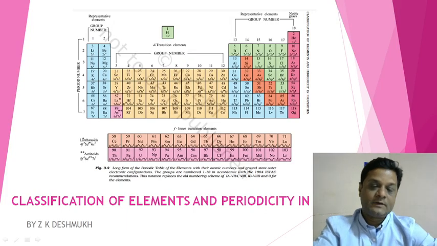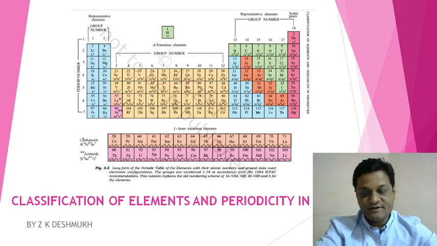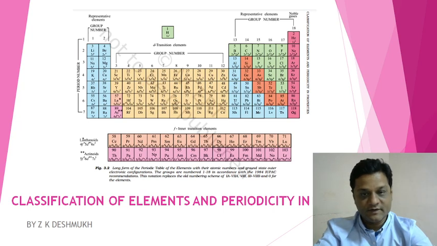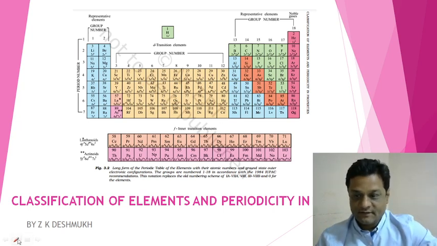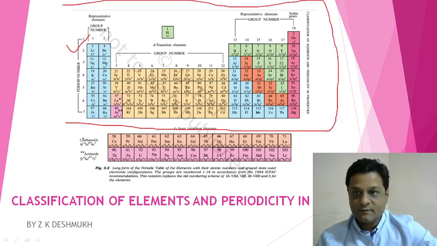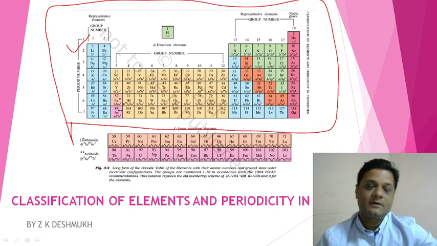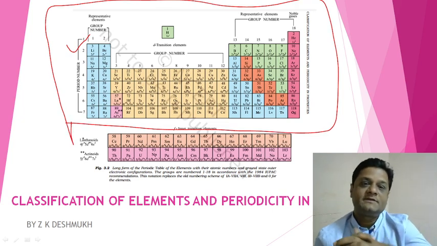Hello friends, so today we'll study the classification of elements and the periodicity in the properties. Now, what it says is that we can see from this screen that all the elements placed in a tabular form is nothing but the periodic table. So all the elements present or known to human beings are placed in a single tabular form, and it is called a periodic table.